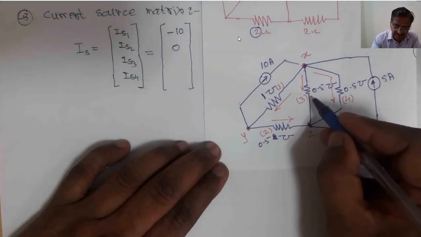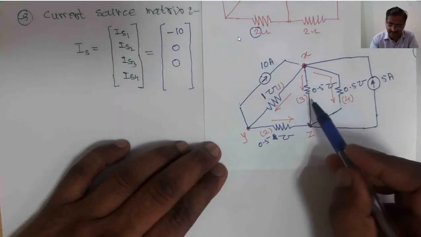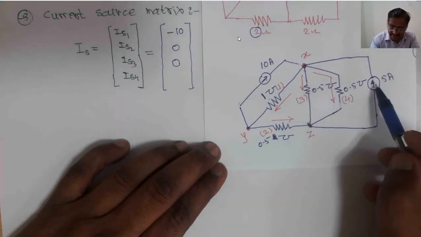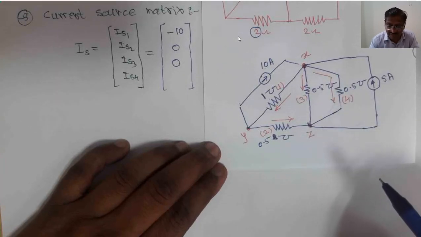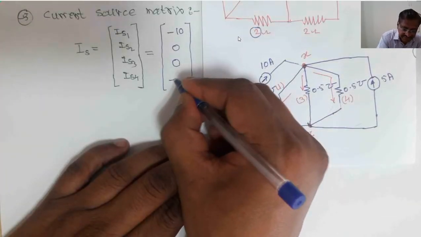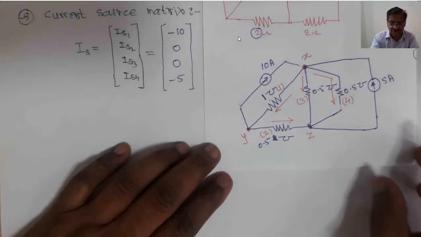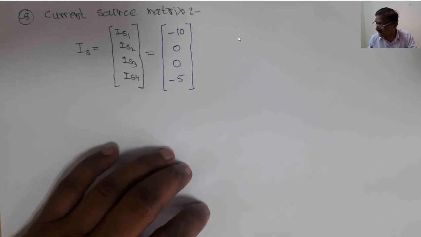For branch number 3, again there is no source attached, so its entry will be 0. This is branch number 4, and the source is attached to this branch. Its direction is upward, so in that particular case we can take that current as -5 amperes. This is -5. This is the preparation of the current source matrix, which is step number 5.